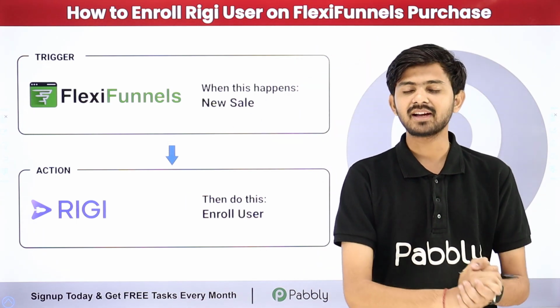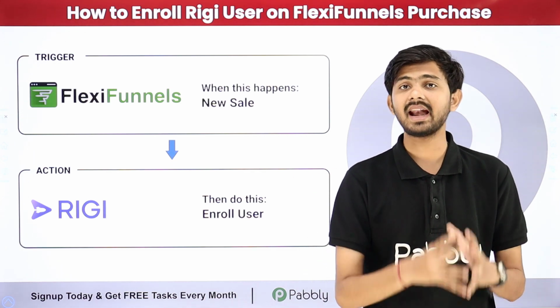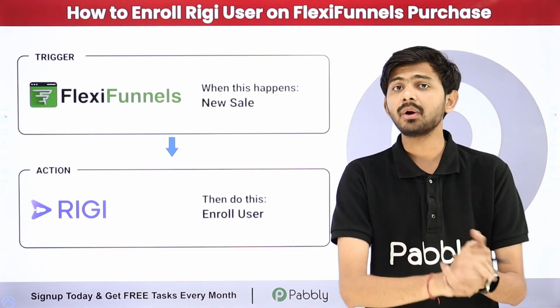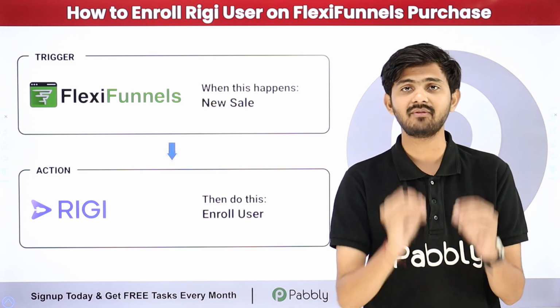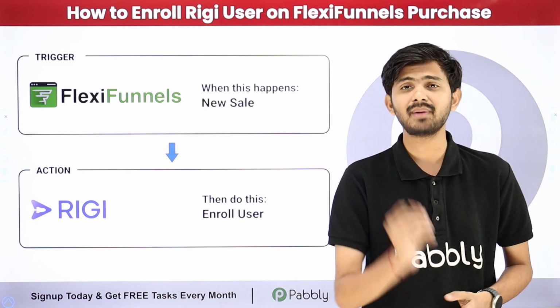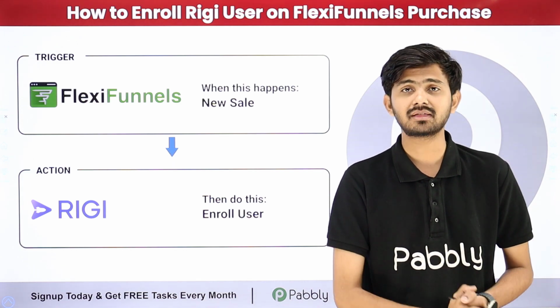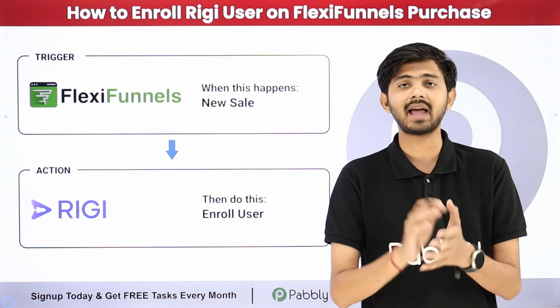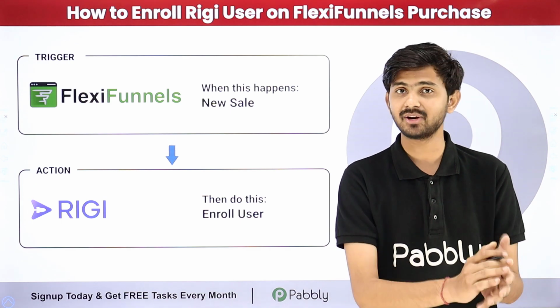So here I'm selling my courses through FlexiFunnel and I'm an online educator. Now what I want to do is that automatically whenever I receive a new purchase through FlexiFunnel, then automatically by using those details, I want to give access to my user and I want to enroll that user into my course in Rigi.